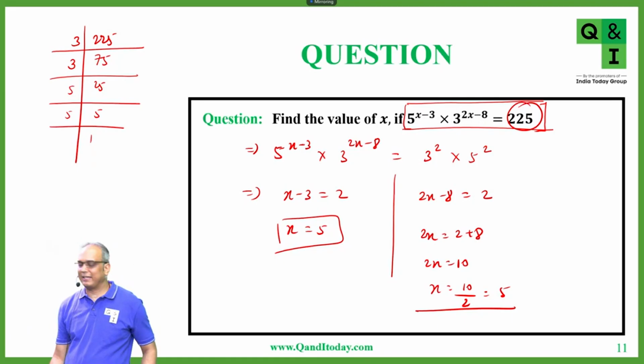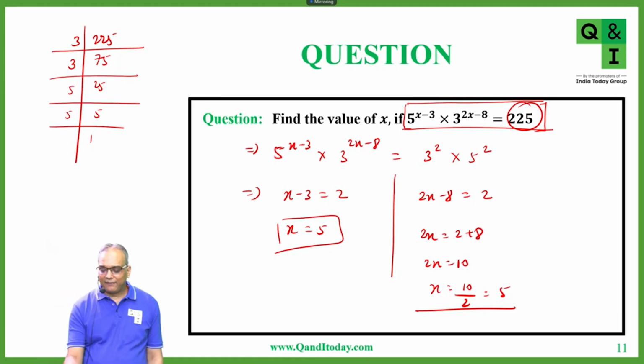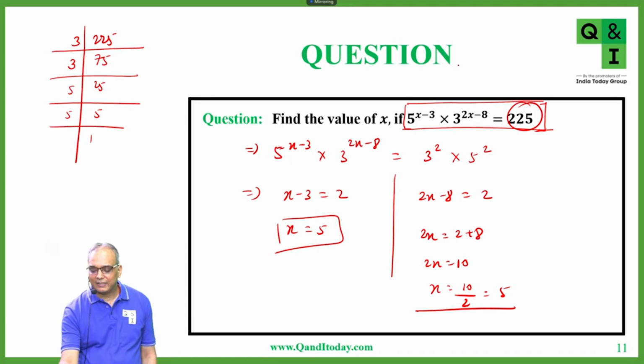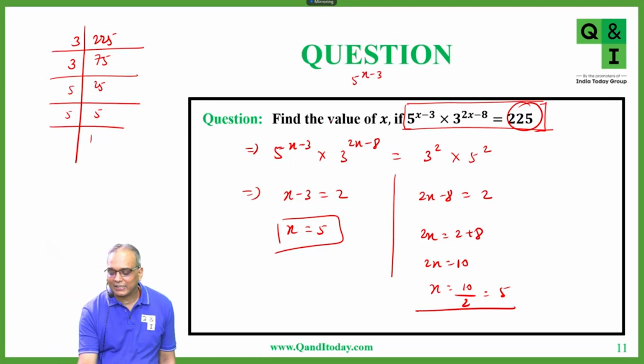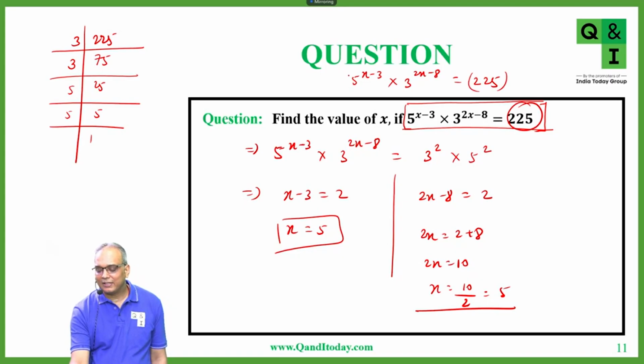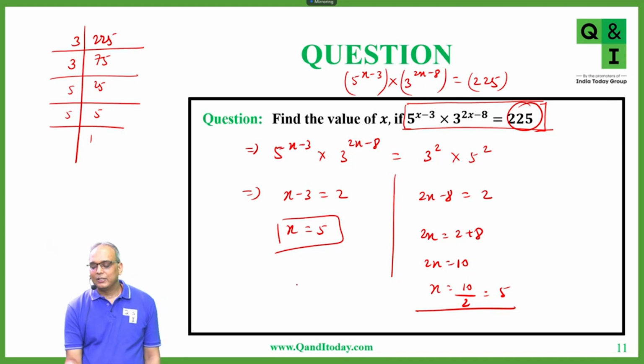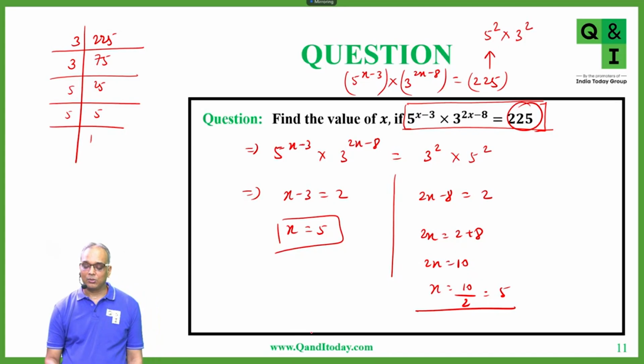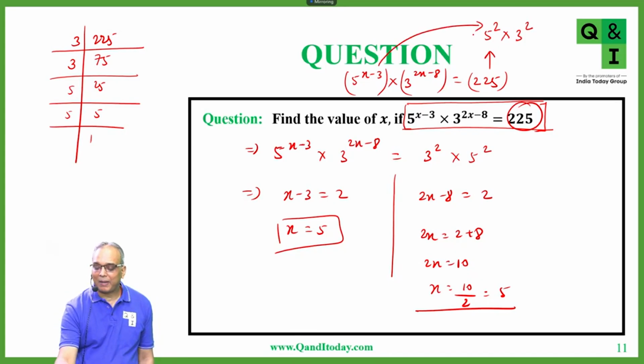Yes, I'll explain again. So what we have done here, see, we had this equation 5 raised to the power x minus 3 into 3 raised to the power 2x minus 8. This is equal to 225. Right? Now here the power is in a variable. We don't know the power. Right? So first step would be to convert 225 as powers of 5 and 3. So if we do that, we'll find 225 is 5 raised to the power 2 into 3 raised to the power 2. Now what we'll do, we'll compare the powers of 5 and compare the powers of 3.